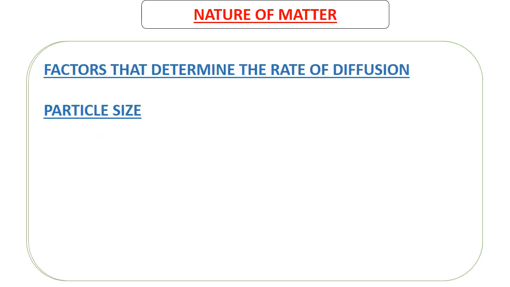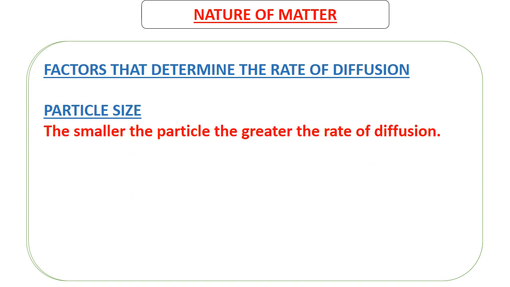Another factor that determines the rate of diffusion is particle size. So they say the smaller the particle, the greater the rate of diffusion. Small particles move faster than bigger particles. They say we've got these two particles here. So smaller particles move faster than bigger particles. Though my animation is a little bit lagged, but anyway, it's okay, you get the point.